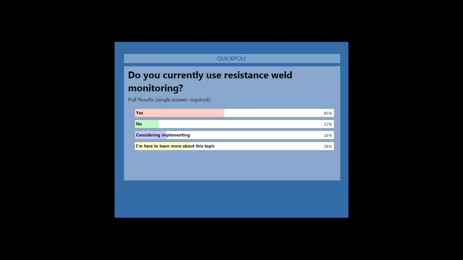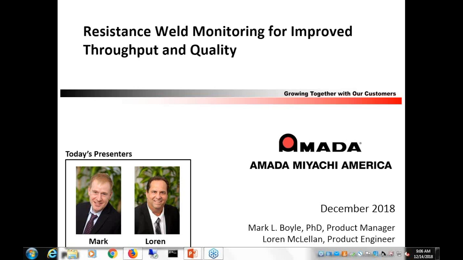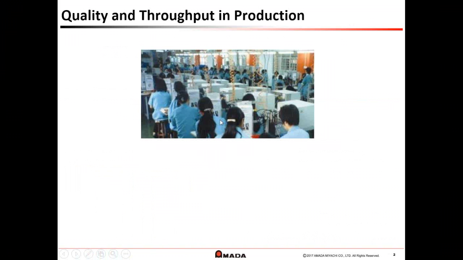Okay, so it looks like there's a lot of people who are already very familiar with resistance weld monitoring, and some are getting some information. So we expected a range of levels during this webinar, and we're going to introduce some of the basics for those who may be just getting started, but we also hopefully will cover a few of the nuggets or pearls of wisdom for the more advanced listening in today. So let's go ahead and get started.